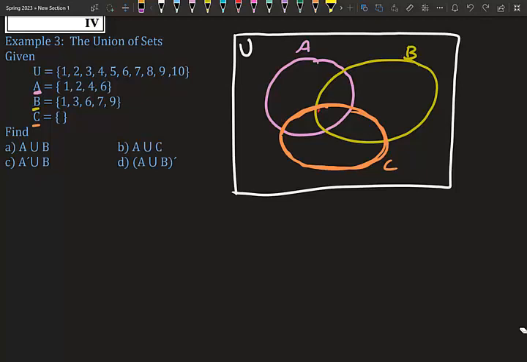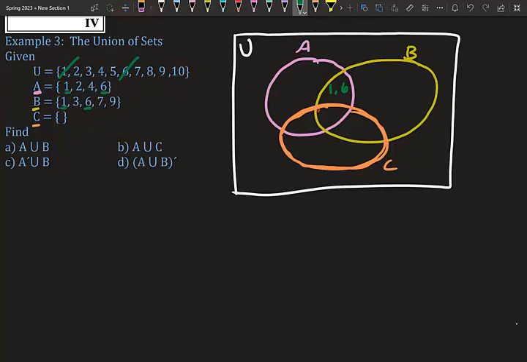So looking between A and B, that's this region right here. We're going to figure out what they have in common. So A and B have 1 and 6. That's it, 1 and 6. Since we put it on the page, we cancel it out of the universal set.